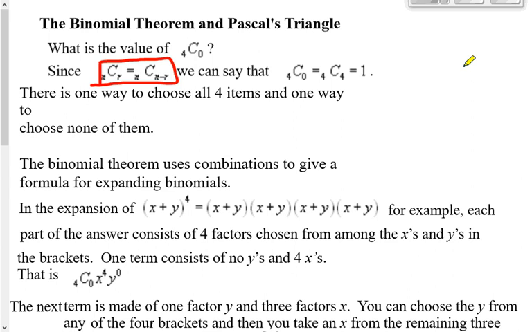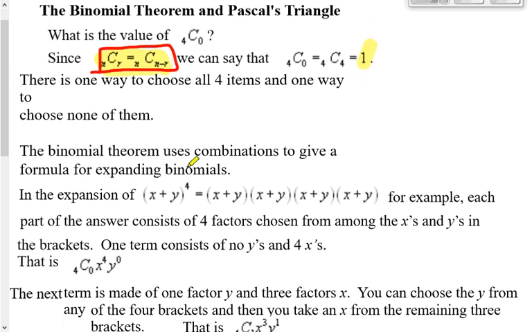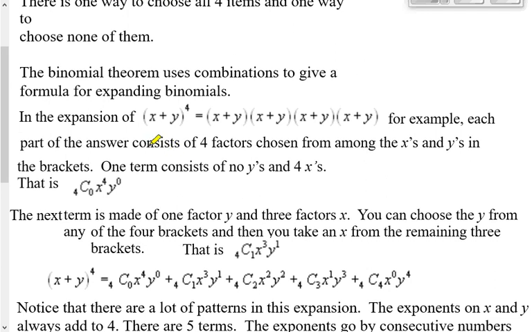Hi everyone, today we're looking at the binomial theorem and Pascal's triangle. So what is the value of 4C0? We learned about that in our lesson on combinations. Since nCr equals nC(n minus r), again from that last lesson on combinations, we can say that 4 choose 0 is the same as 4 choose 4, and we know from a group of 4 there's only one way to choose that group.